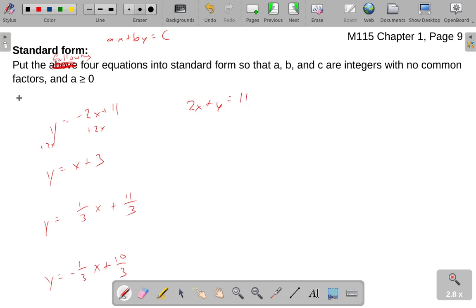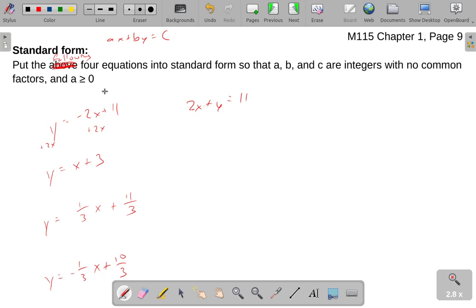There is no common factor there. You can tell there's no common factor, well, specifically no common factor bigger than 1. Clearly 1 is a common factor. But yeah, no common factor bigger than 1, because 1 is one of the numbers. And A is greater than or equal to 0. So A is the coefficient on my x there. It's 2, which is greater than or equal to 0. So already, just by moving the 2x over to the other side of the equation, this meets all of those requirements.